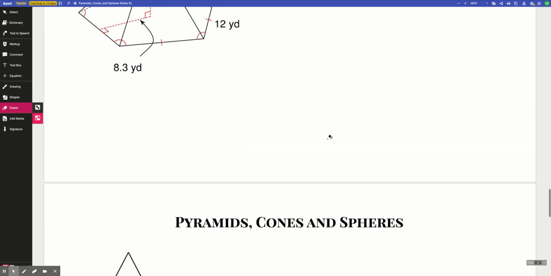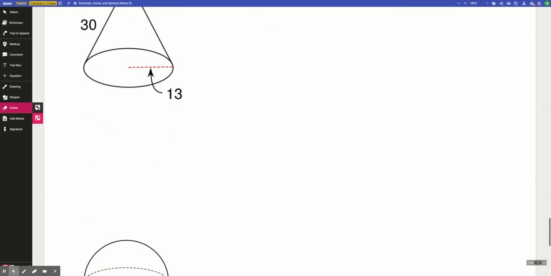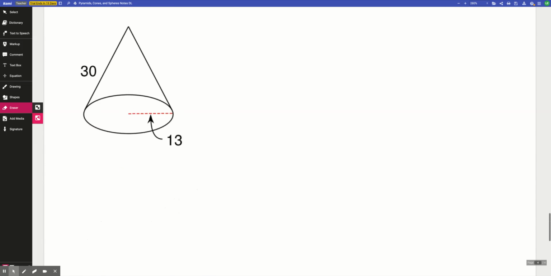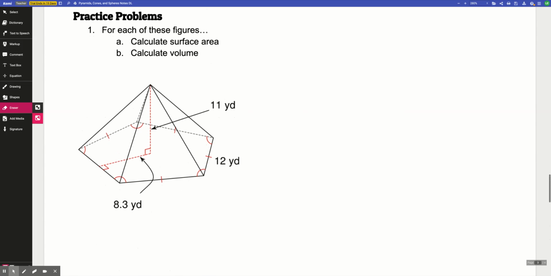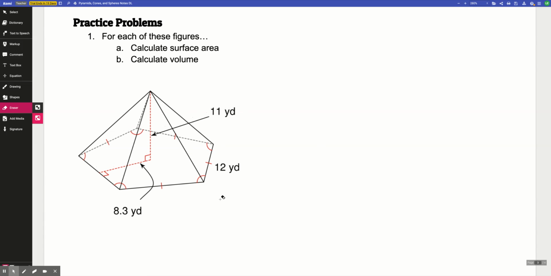And then I've got two others for you that I'll give you the formulas for and help you kind of start them. And then I want you to try those on your own. And then I'll have you check back with the video to see how you did. All right, so let's go ahead and jump right into it here. Okay, so this is a pyramid.